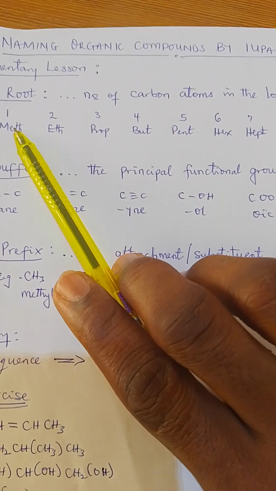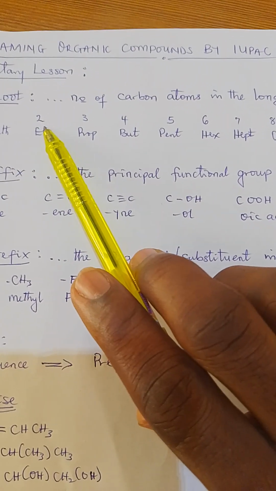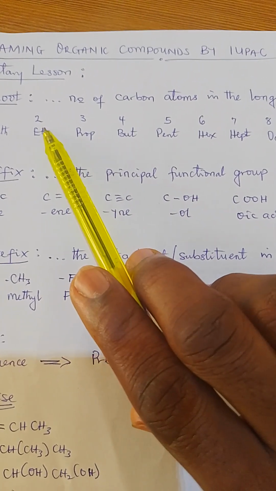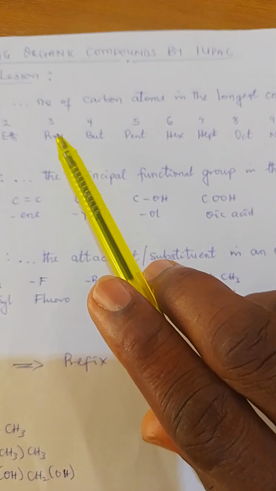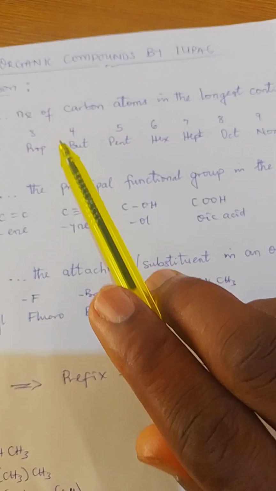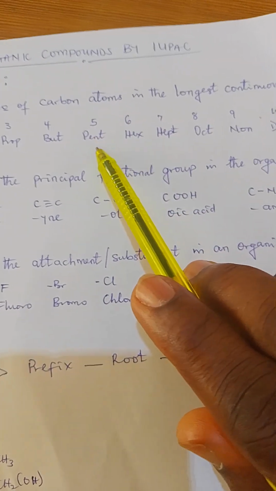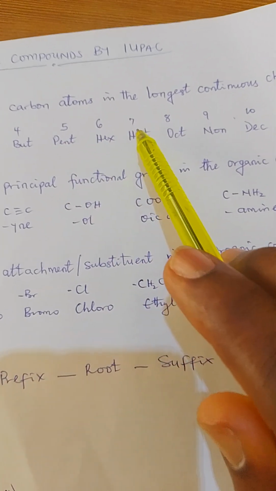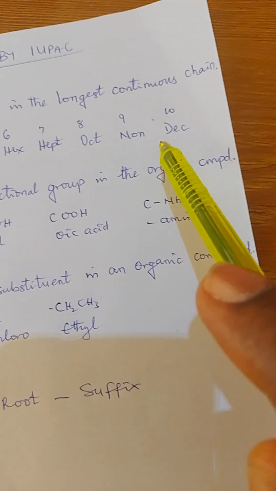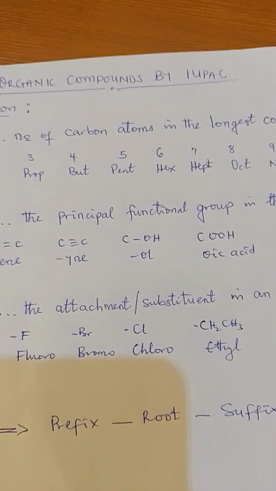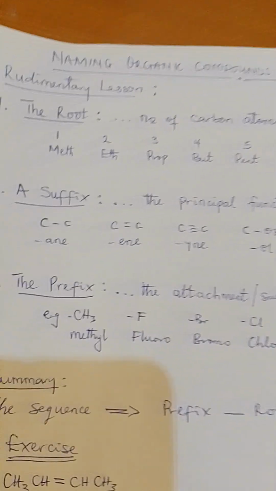We have meth if it's the first one. They will have eth if it is 2 carbon atoms. If the continuous carbon chain is 3, that is prop. If it's 4, that is but. If it's 5, that's pent. If it's 6, hex. If it's 7, hept, and so on and so forth. As you can see, that is the root. That gives you the longest continuous chain.